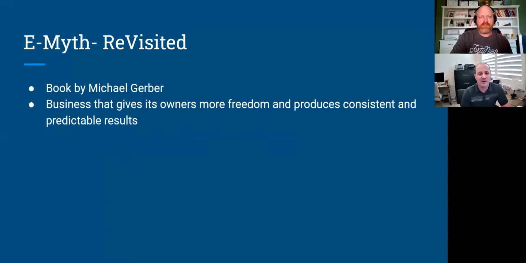A great book that I love and reference a lot of times that I read a long time ago was called E-Myth Revisited. I'm sure a lot of your Facebook group and listeners have read this. If not, I highly recommend reading it. It's a book by Michael Gerber. But the premise of the book is essentially that it's aimed at giving business owners more freedom that produces consistent and predictable results. And he talks about how to create that within your business. And that really inspired me of like, how do I do this in a successful physical therapy office?